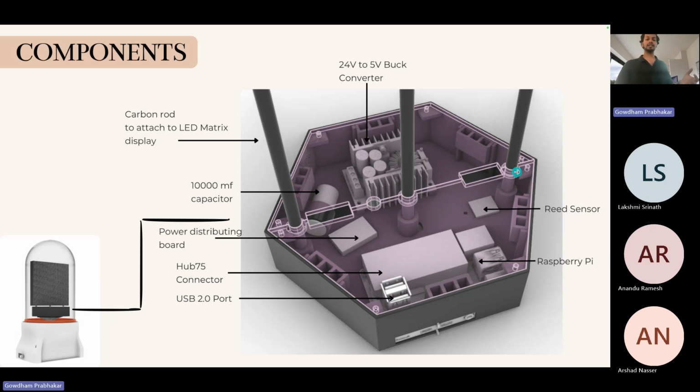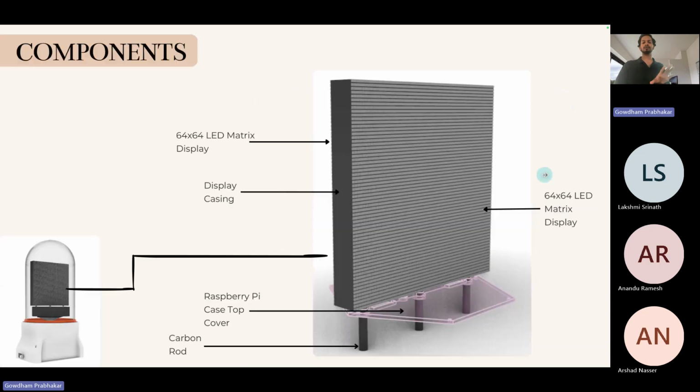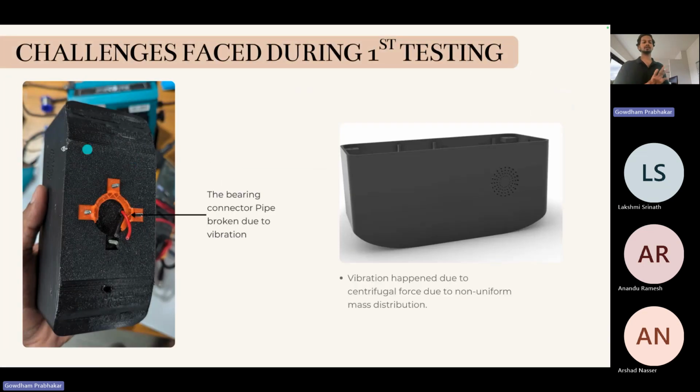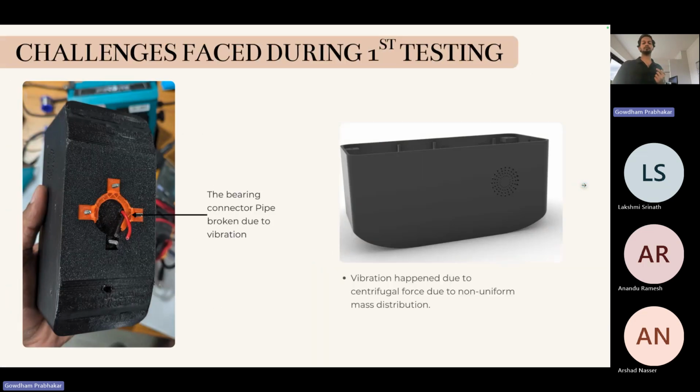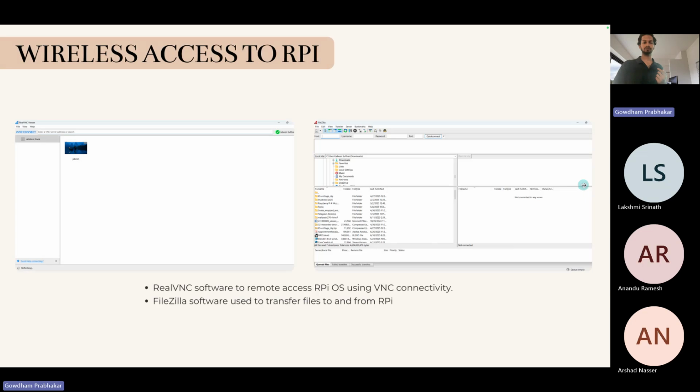sensor. The reed sensor works in a way where whenever a magnetic field comes near, it gives a high output. So we can calculate the RPM. I will go in front.